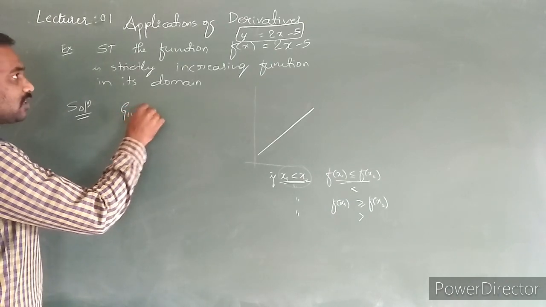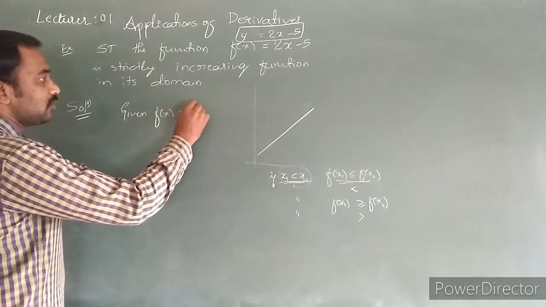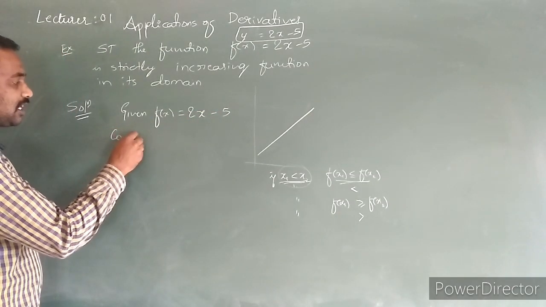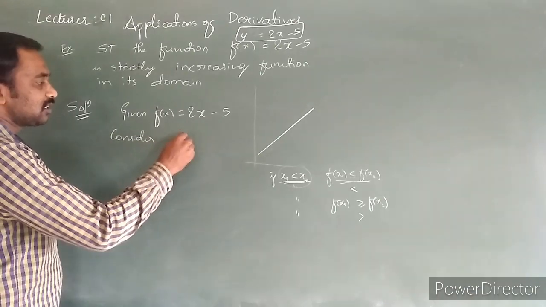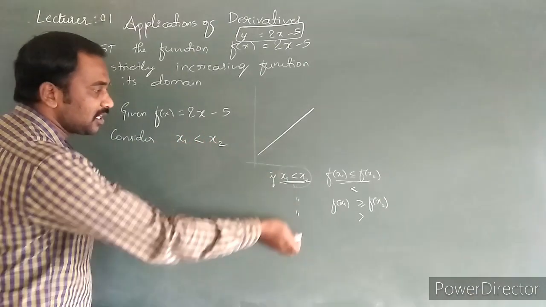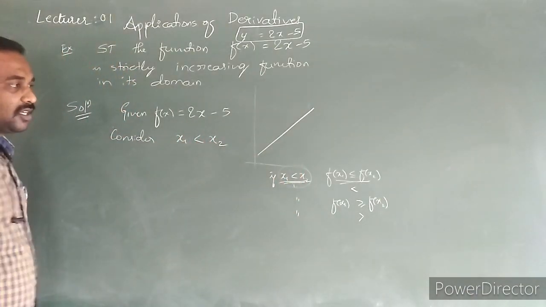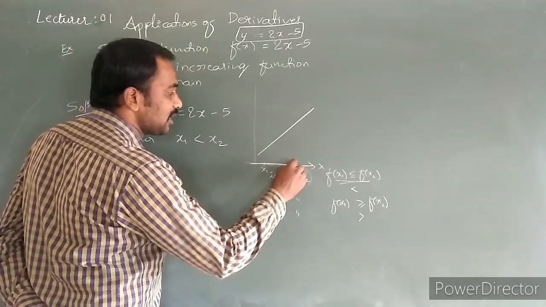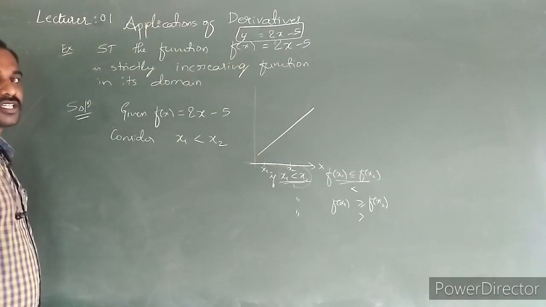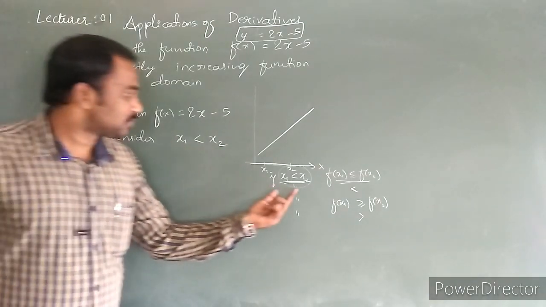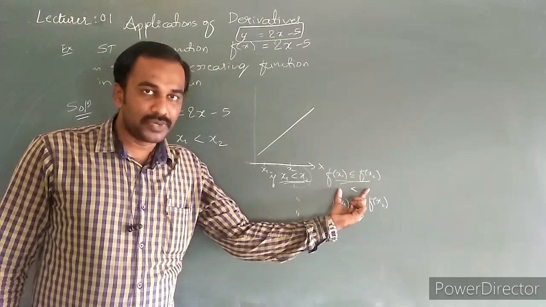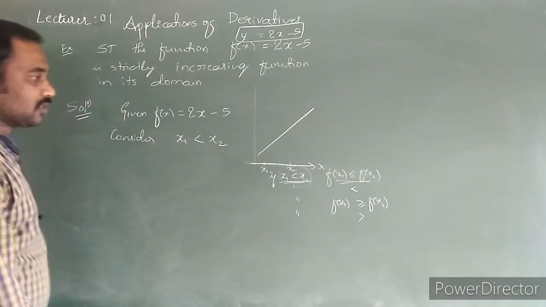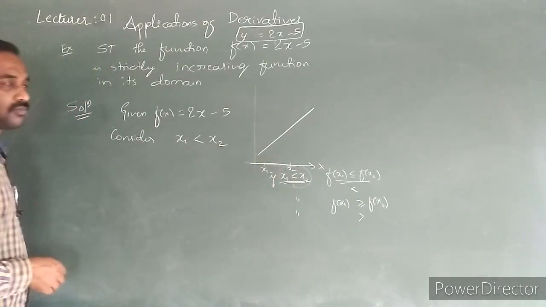So, given f of x equals 2x minus 5, let x1 be less than x2. In all the cases it should be true. Taking this and after simplification we have to get f of x1 less than or equal to f of x2. To get it directly is not possible, right?